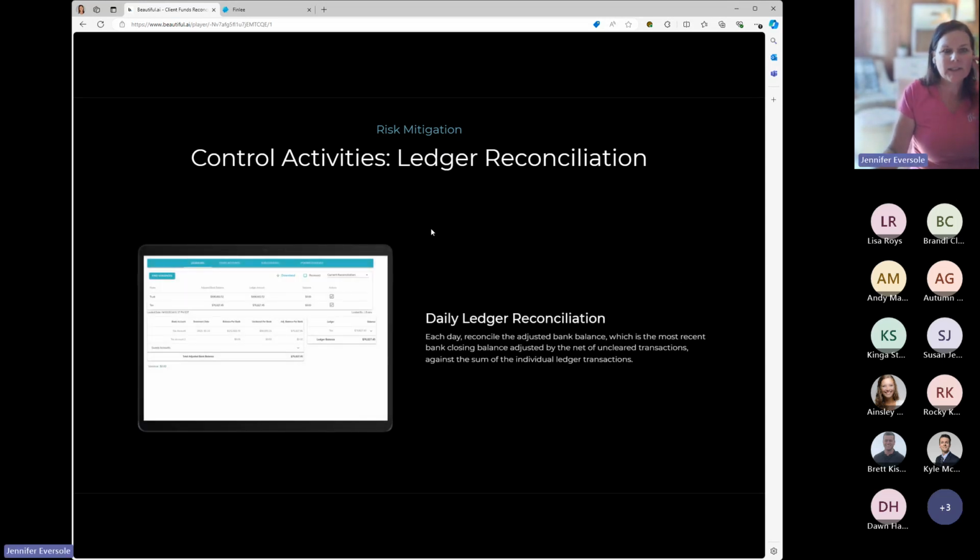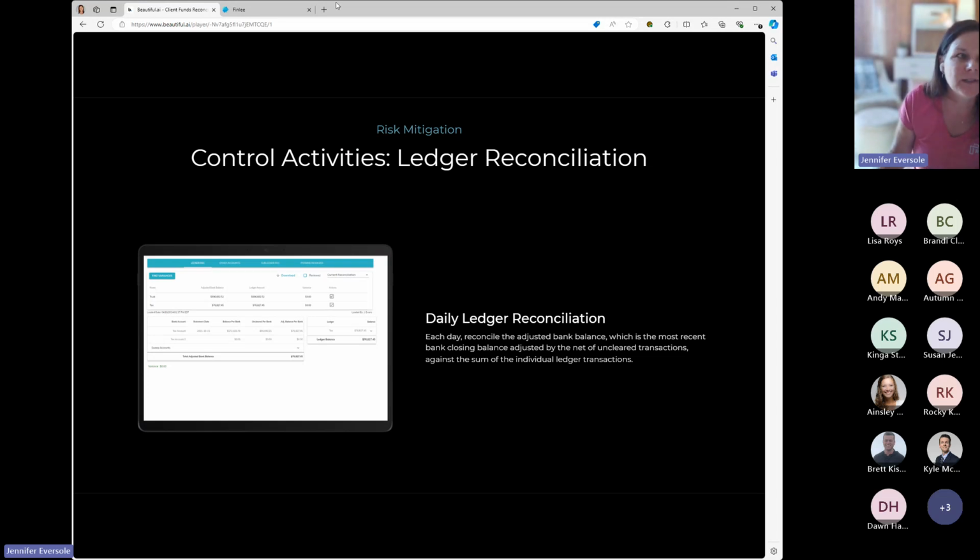All right, so the next thing I want to talk about is the ledger reconciliation. I think this is probably the second most overlooked reconciliation in anybody's client funds reconciliation program. So every day we need to reconcile the adjusted bank balance back to the sum of the individual client ledgers.